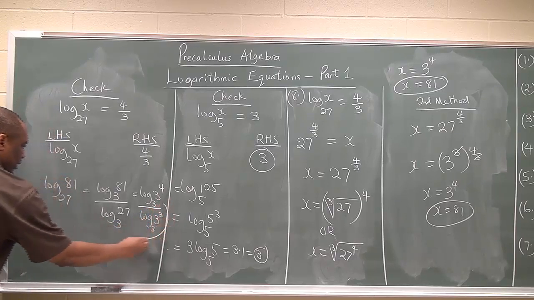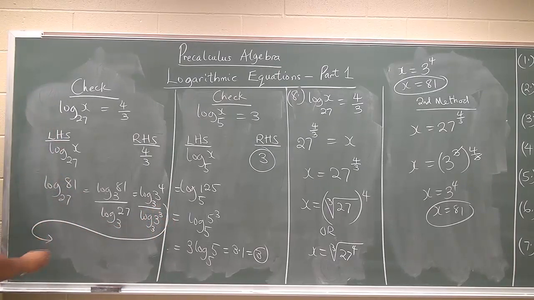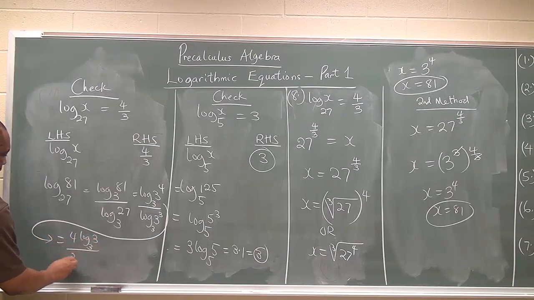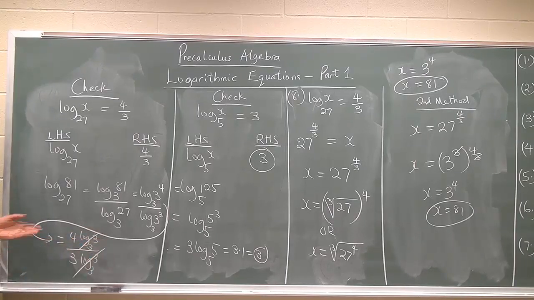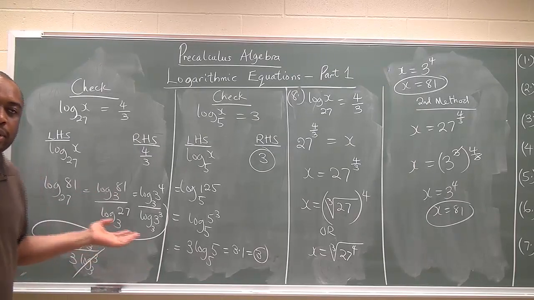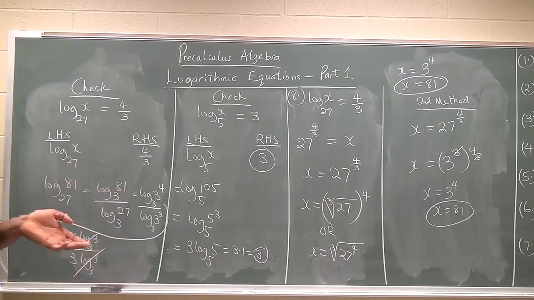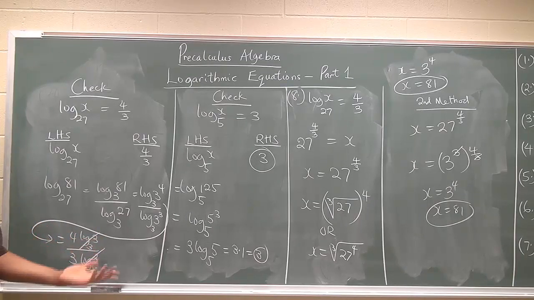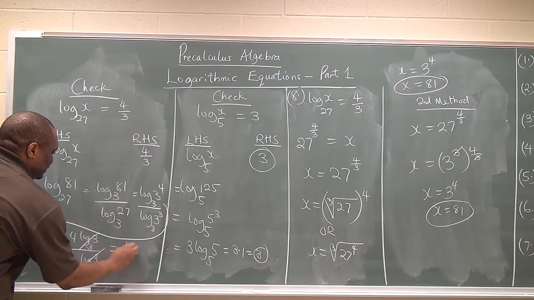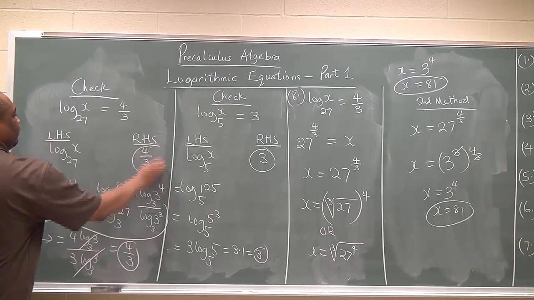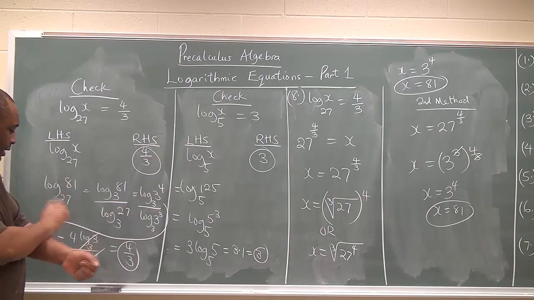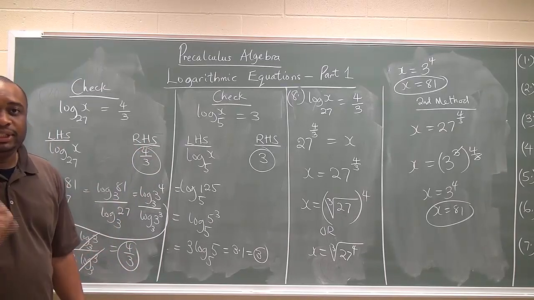And from here, we now have that this is equal to 4 log 3 base 3 all over 3 log 3 base 3. Log 3 base 3 can cancel. Yes. I mean, you could say 4 times 1 over 3 times 1, and it will be 4 over 3. You could still cancel like this, and this is 4 over 3. So we have 4 over 3 on our left, and then 4 over 3 on our right. And then you can thank your teachers.